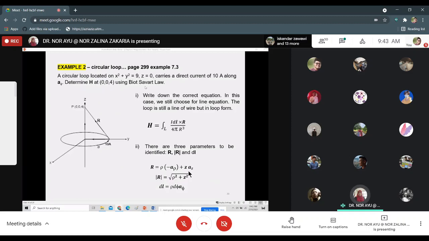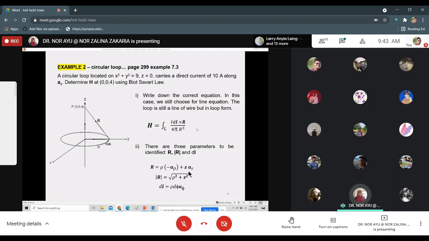Alright. Now, if we have the line current in the form of a loop or a ring, something like this, how do we solve the problem? How can we solve this problem? So if we have it in the form of a loop or a ring, now this is your current. First again, since we know it is a line current, the equation will be H equals I dl cross R divided by 4 pi R cubed.